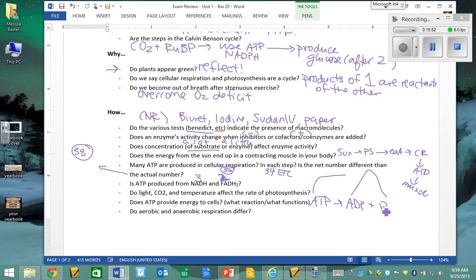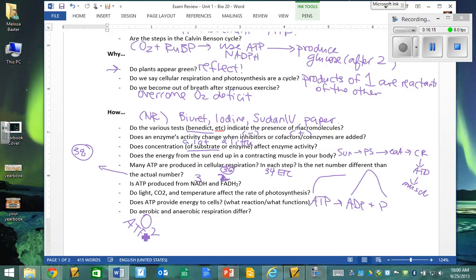How do aerobic and anaerobic respiration differ? Big thing, oxygen. One of them requires it, one of them does not. The other big thing would be ATP. Aerobic respiration makes way more ATP. Anaerobic can make 4, aerobic can make 36.